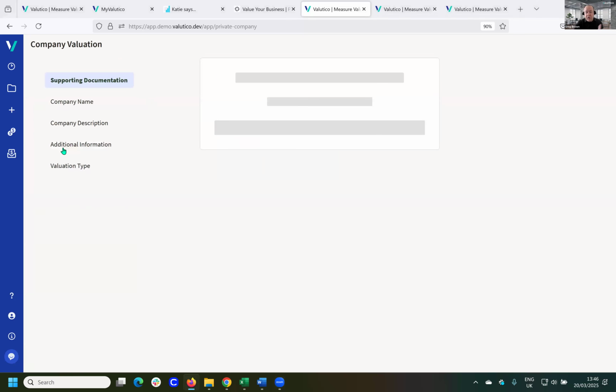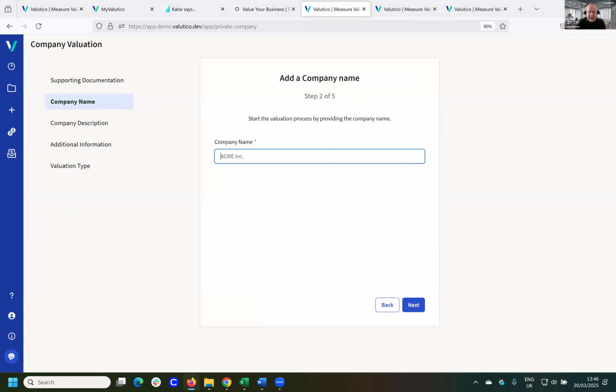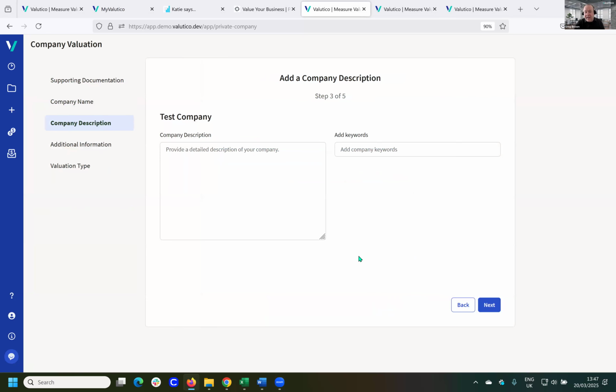I've already logged on. First and foremost, what you'll notice very quickly is, a bit like Graham mentioned earlier about the company looking to value, the more information you provide, the better the end outcome will be. So here we encourage you to upload any supporting documentation, pitch decks, financial statements, and the platform very strategically extracts the core components for the valuation. Then you would name the company. In this instance, I'm just going to call this one test company.